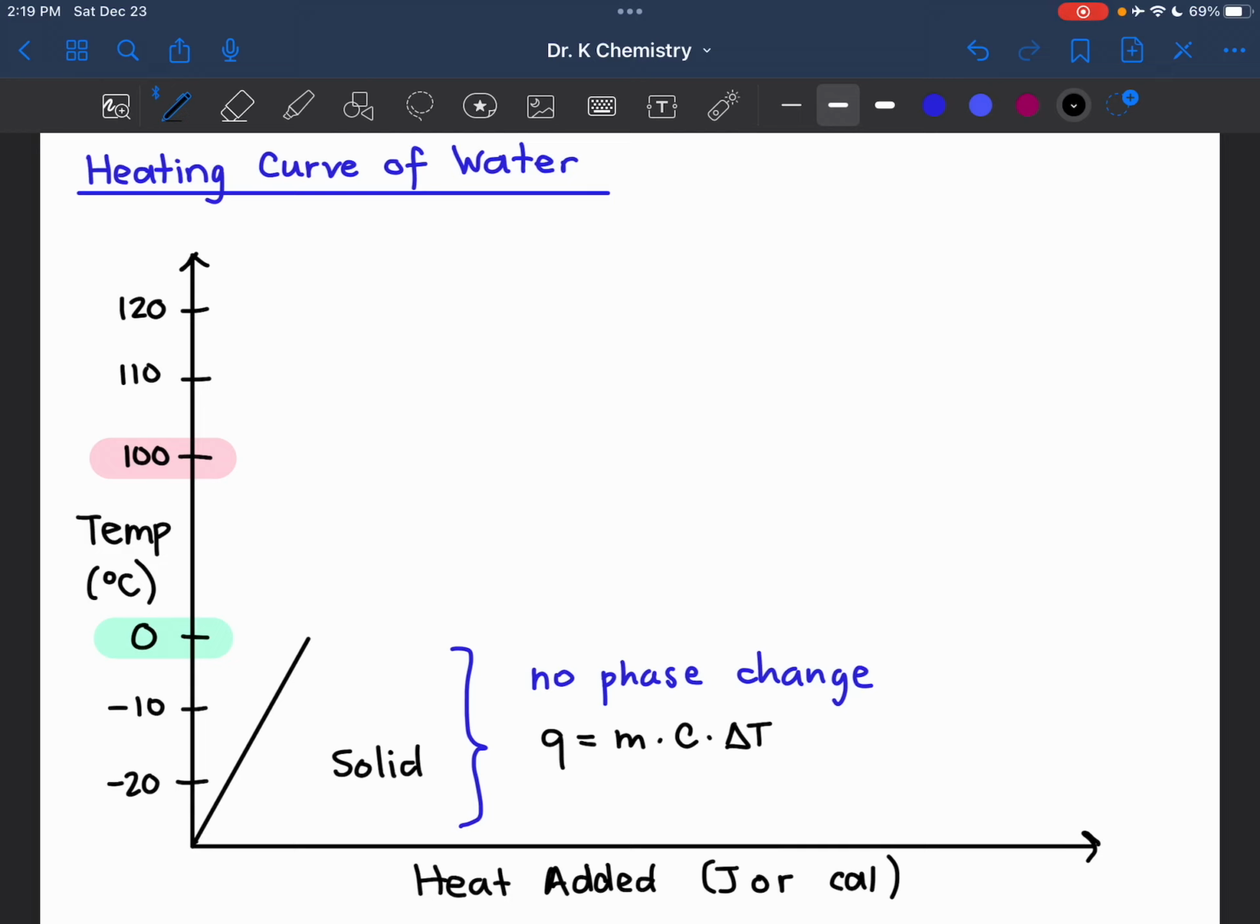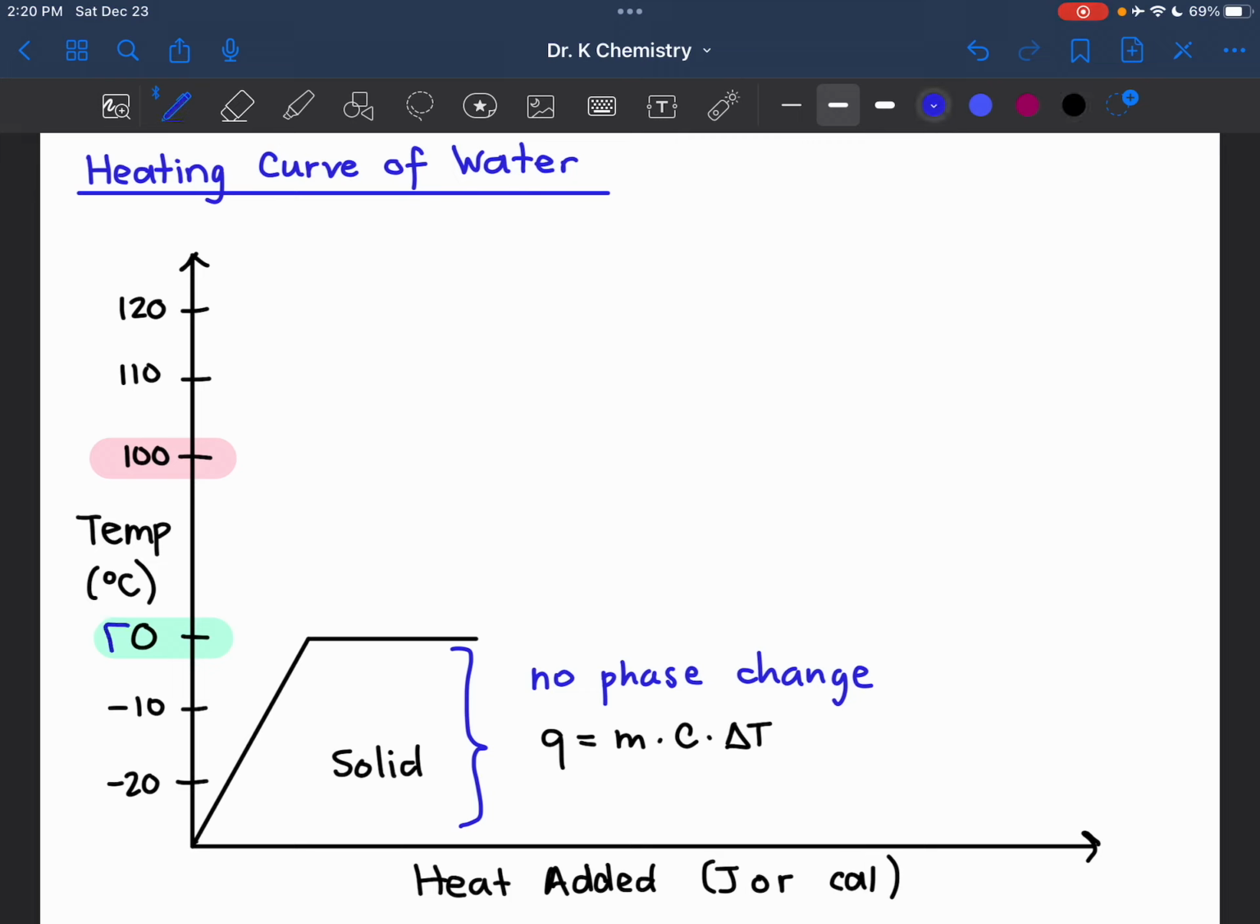And this is probably the trickiest part of dealing with heating curves and cooling curves, is trying to figure out which equation to use for which process. So if there's no phase change, use the standard heat equation that has the mass, the specific heat, and the change in temperature.